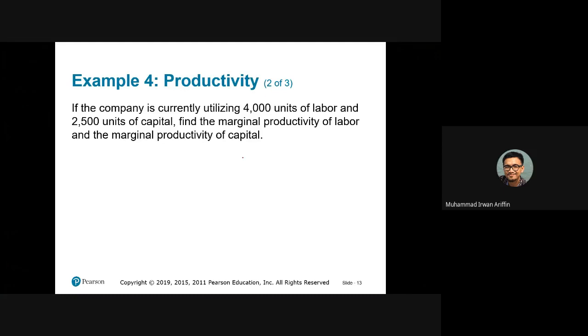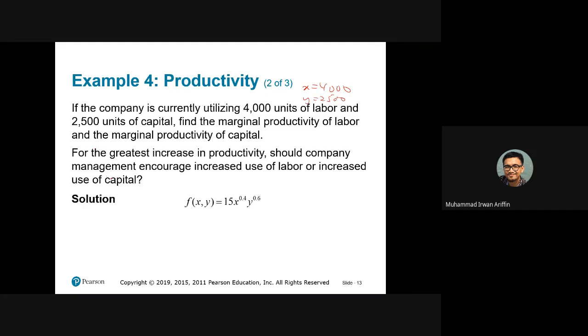Can we do this? Okay, why not? So if the company currently utilizes 4,000 units of labor, so x equals 4,000 and y equals 2,500, find the marginal productivity of labor and the marginal productivity of capital. Okay, for the greatest increase in productivity, should the company management encourage increased use of labor or increased use of capital? So in this case, we need to compare the marginal productivity of labor and the marginal productivity of capital. Which one would give us the highest increase in productivity?